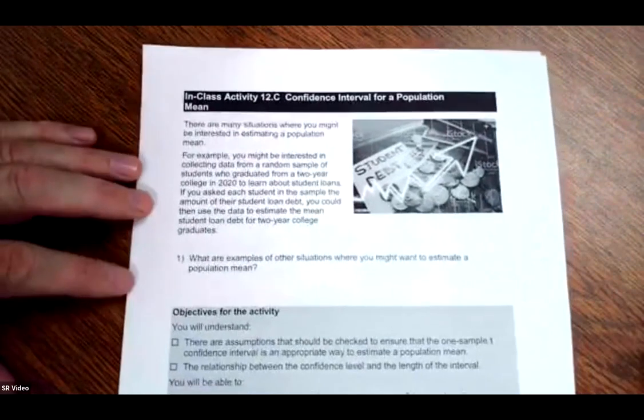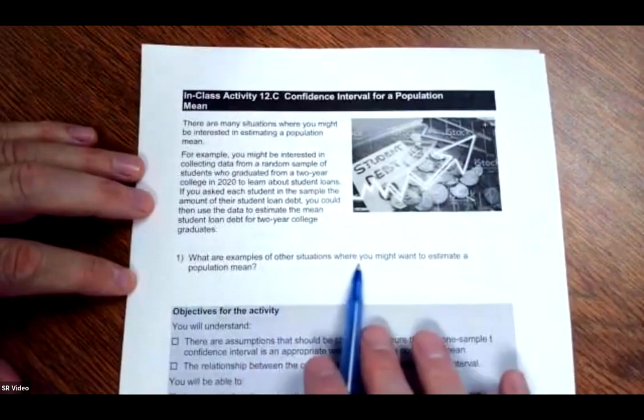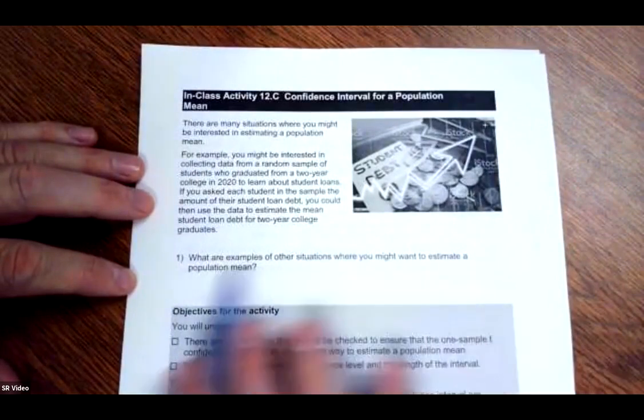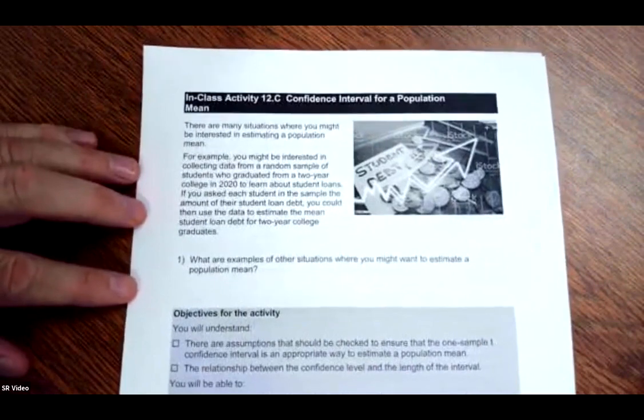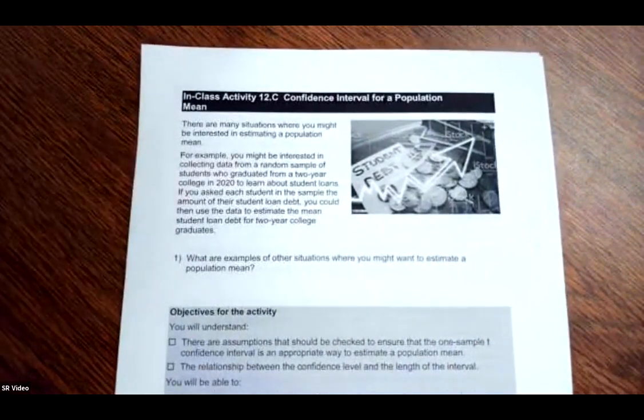So here's a question to think about. What are examples of other situations where you might want to estimate a population mean? So go ahead and pause the video and just write down a couple ideas.